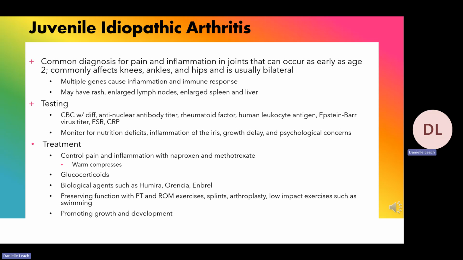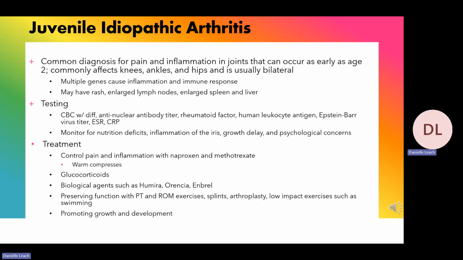So there's multiple genes that cause inflammation and an immune response in these children. They may also have a rash, enlarged lymph nodes, and an enlarged spleen and liver. Testing for this, there's several different blood tests, as you can see here listed, that can be conducted.